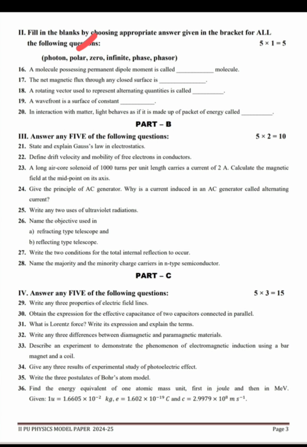The net magnetic flux through any closed surface is 0, right? Net magnetic flux through any closed surface is 0, and that is called Gauss law in magnetism. A rotating vector used to represent an alternating quantity is called a phasor. A phasor is a rotating vector. A wavefront is a surface of constant phase. In interaction with matter, light behaves as if it is made up of packets of energy called photons.